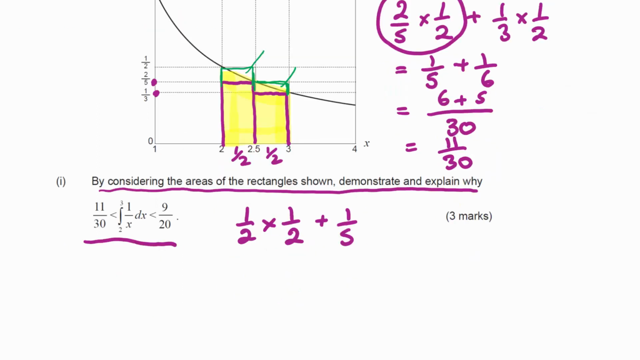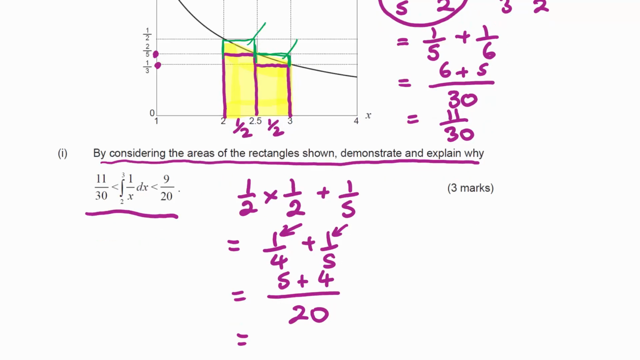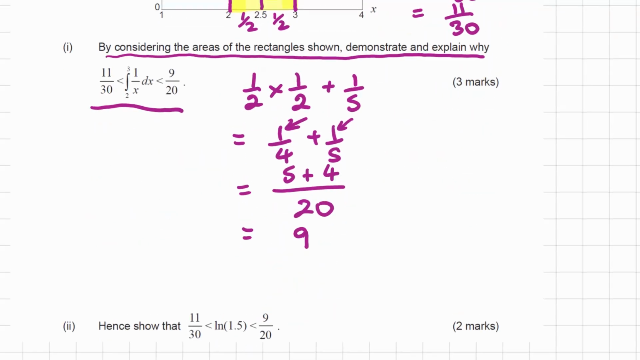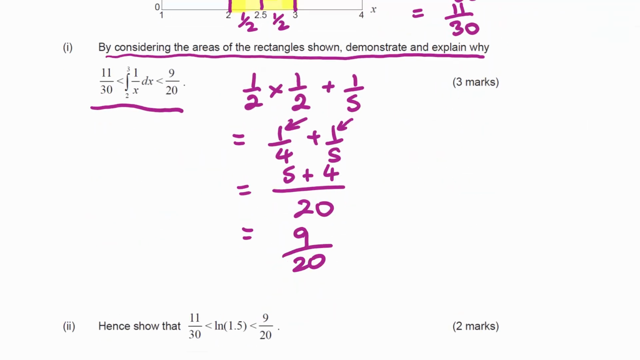And therefore we have a quarter add a fifth, common denominator of 20, multiply this one by 5, multiply this one by 4, and so that is going to be 9/20. And so we can see why this is the case. The true area is trapped between those areas formed by the rectangles.